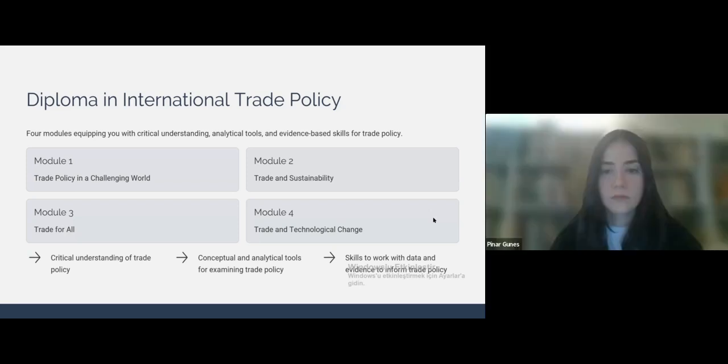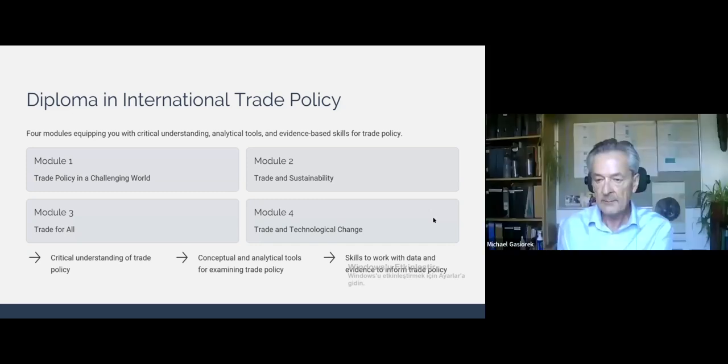The aim of each of those modules is to give the participants a really important critical understanding of trade policy, to go through the conceptual and analytical tools to understand what is happening in trade and how policymakers and the business community are engaging with trade, and the skills to work with data and evidence to inform trade policy. I should say that although they're numbered modules 1, 2, 3, 4, you can take the modules in any order. Each module is designed to be self-standing. I guess if I was really pushed hard, I'd probably say that module 1 is the best module to start with, but you can take the modules in any order. Next slide.